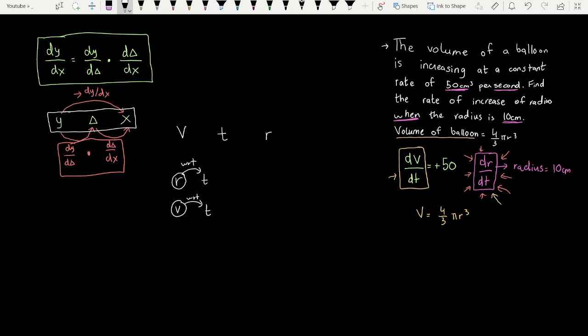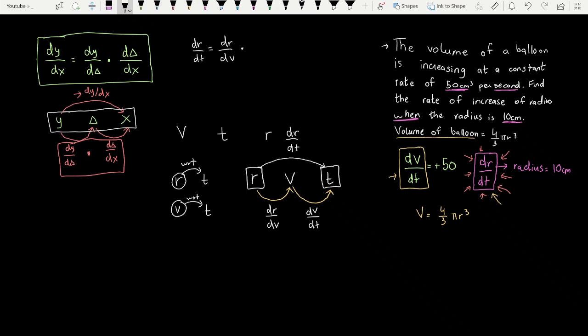So I'm supposed to find r with respect to time, but in between them I have this other quantity v that I don't really want. I want this thing with respect to that thing, and I have a middle quantity v. So how do I do that? Well, I go from here to this middle quantity, and then from this to that. So if this is dr by dt, then this is going to be dr by dv, and then this is going to be dv by dt.